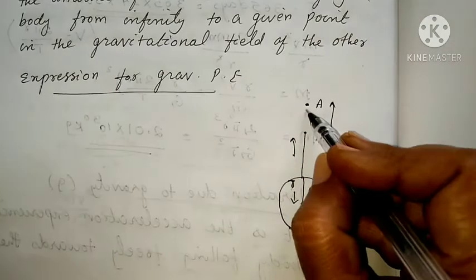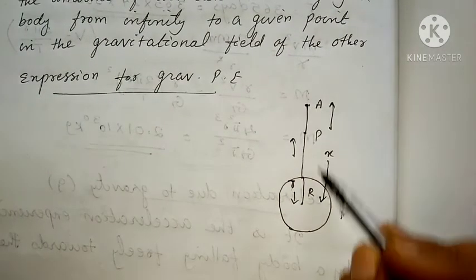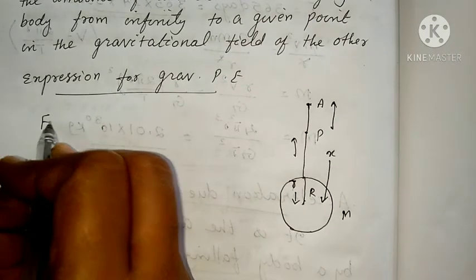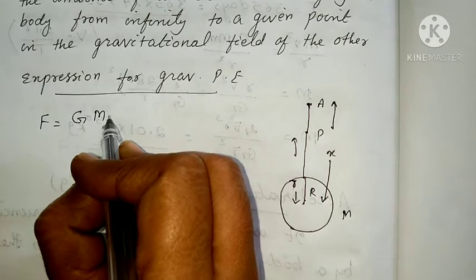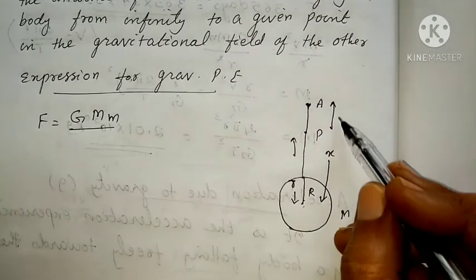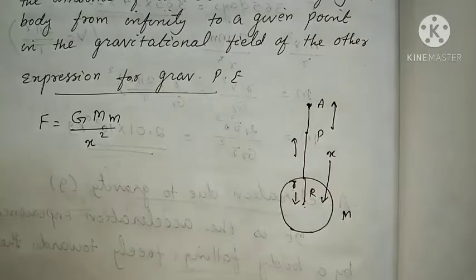So, the gravitational force of attraction between the body and the earth is noted as F equal to G capital M, then the mass of the body, small m, divided by the distance between the body and the earth, that is x. So F equals GMm by x square.